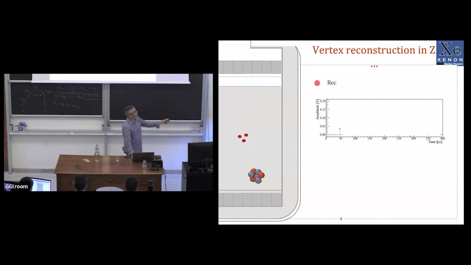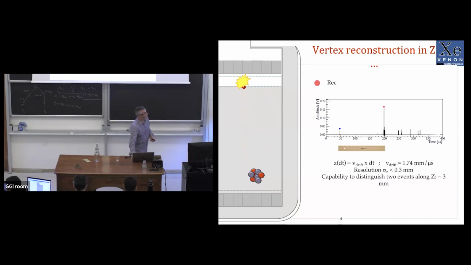So prompt emission of light, and we have the signal. Electrons take a while to reach. Now there is the second signal. So this time difference can be measured very precisely, and knowing the drift velocity, we obtain the Z position of the interaction with a very good resolution, below the millimeter in particular in this detector.